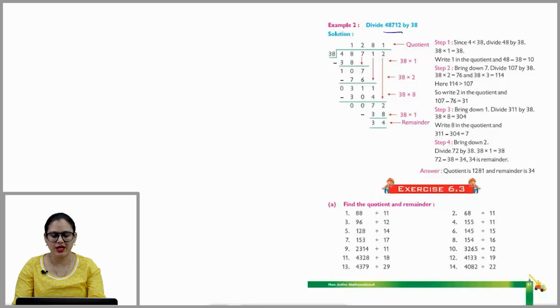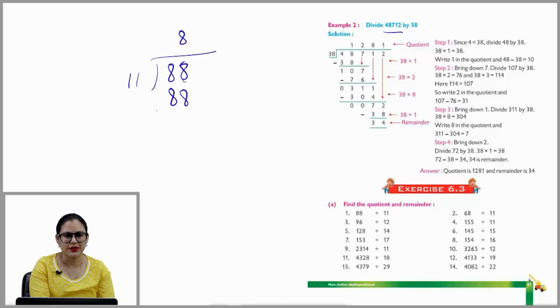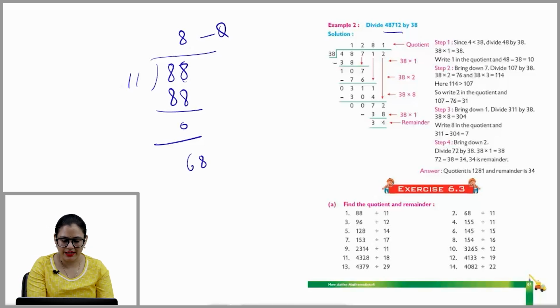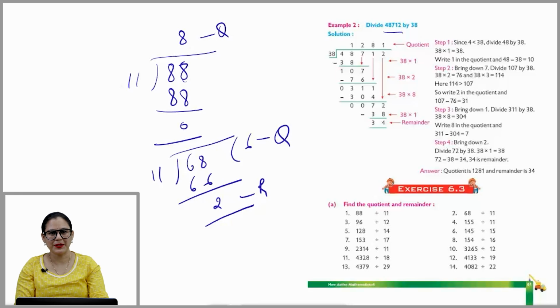Now let's check out exercise 6.3. Find the quotient and remainder. 88 is divided by 11. 11 8s are 88. The quotient is 8, there is no remainder. 68 divided by 11. 11 6s are 66. 68 minus 66 is 2. Quotient and remainder.